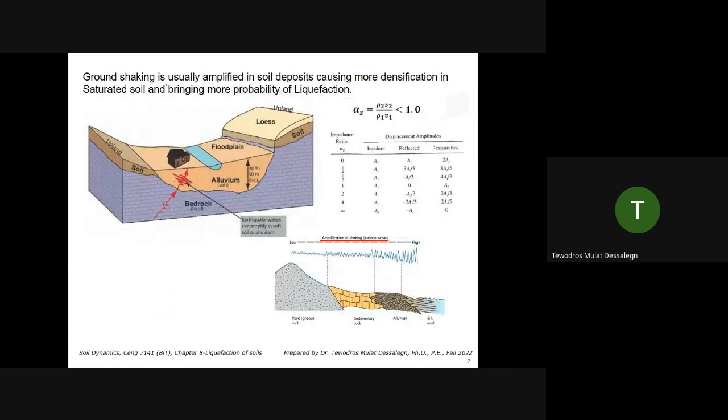Ground shaking is usually amplified in soil deposits, causing more densification in saturated soil and bringing more probability of liquefaction. From wave propagation, what we have studied, let's say you have this bedrock. The wave has less magnitude, right? As soon as it reaches the loose soil, it amplifies a lot, right? That's what our impedance ratios tell us. If it is less than 1, you can see it, this area.